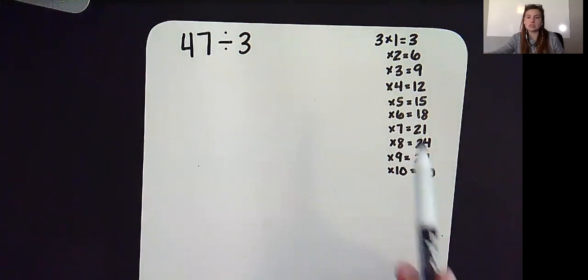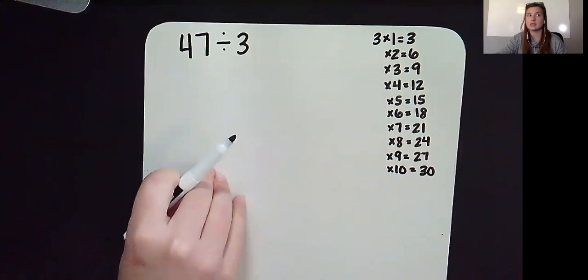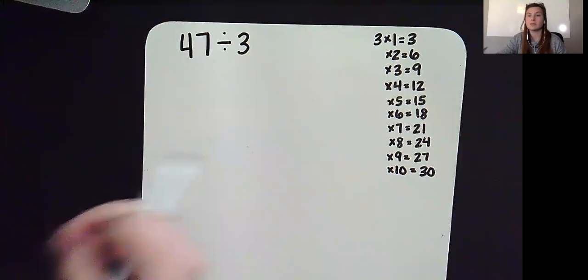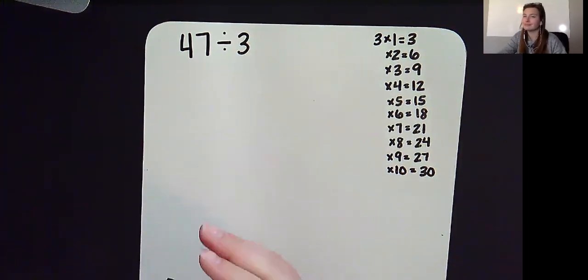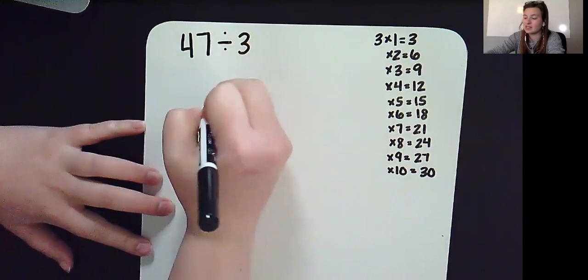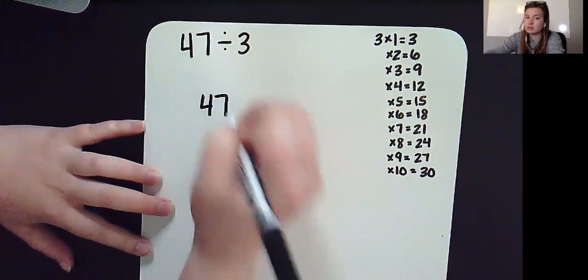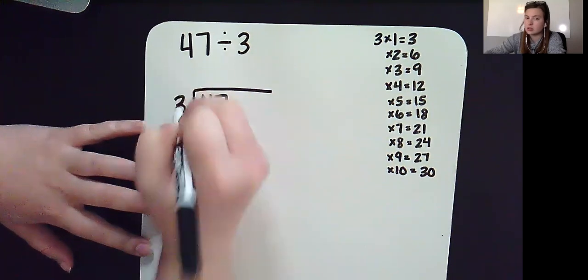If you don't need to do this, don't do it. What you're going to see as I go through this is you're going to see parts of partial quotient or fast facts that will help you understand why we taught those first. So, just like in the box method, 47 goes inside and 3 goes on the outside.